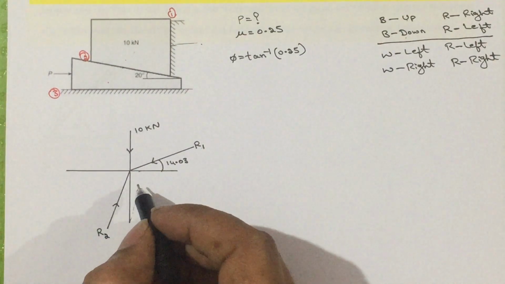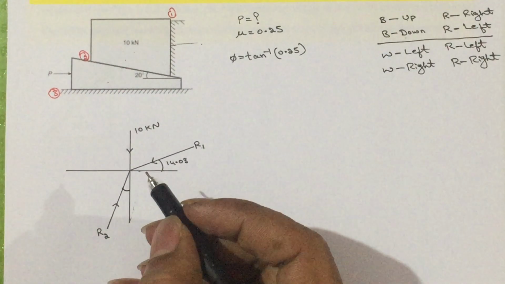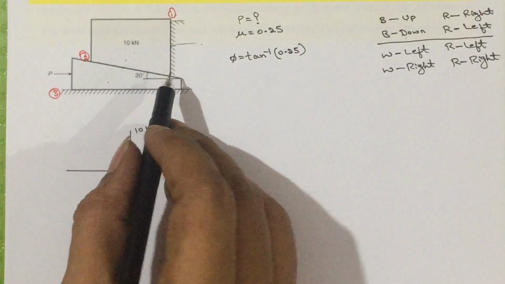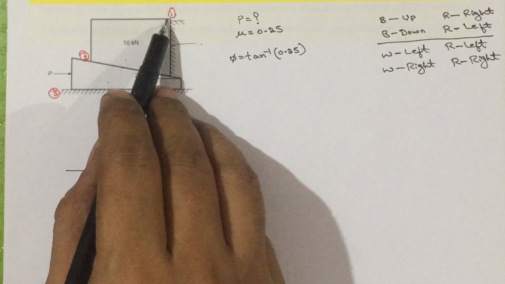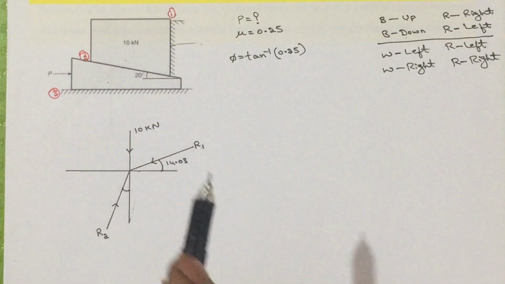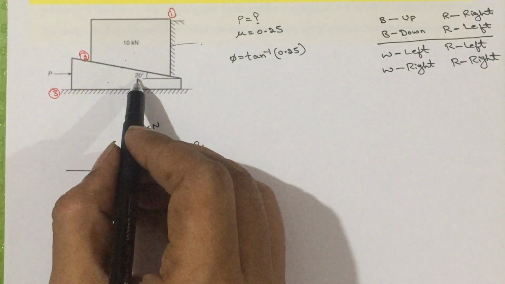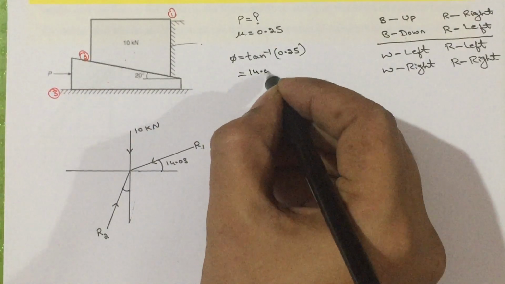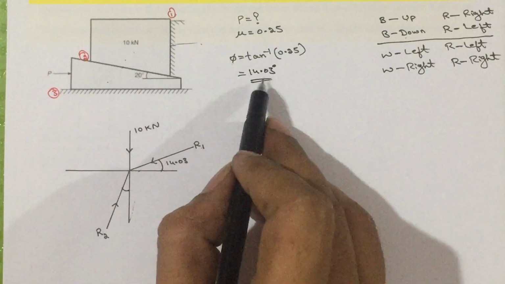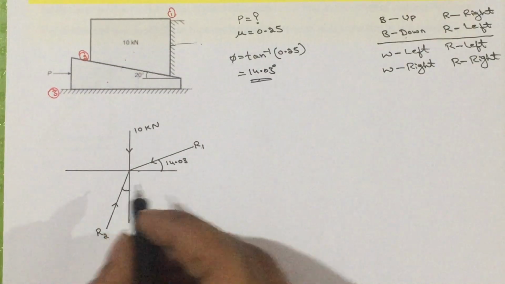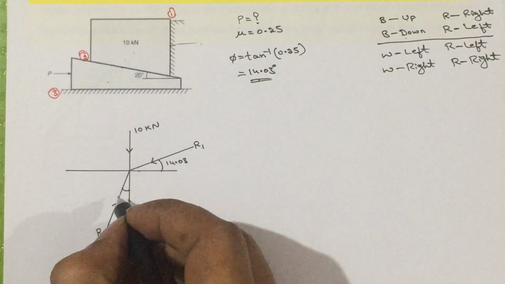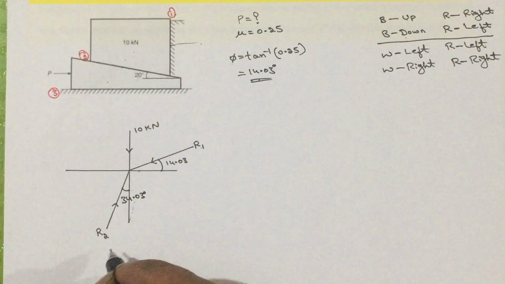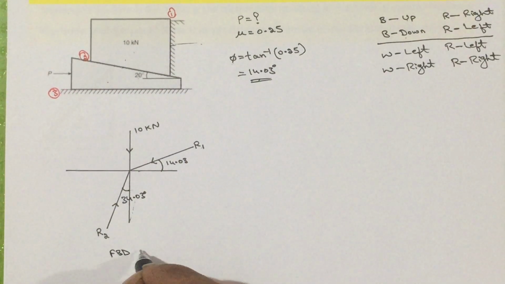Then here, with respect to normal, the angle will be how much? Since the plane is inclined, you are going to get theta plus phi. If the plane is horizontal or vertical, you are going to get only phi. Here it is theta plus phi. Theta is 20 degree. Phi is 14.03 and theta is 20 degree. If we add it, you are going to get 34.03 degree. That's all. This is the free body diagram of the block.